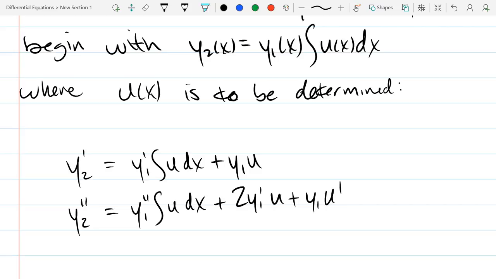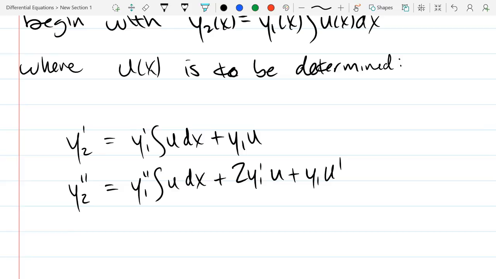All right, what we're going to do now is plug it back in to the ODE. And we'll plug into the homogeneous ODE.